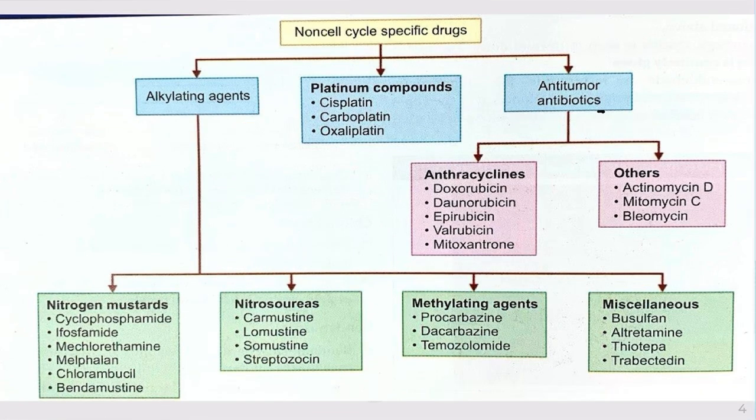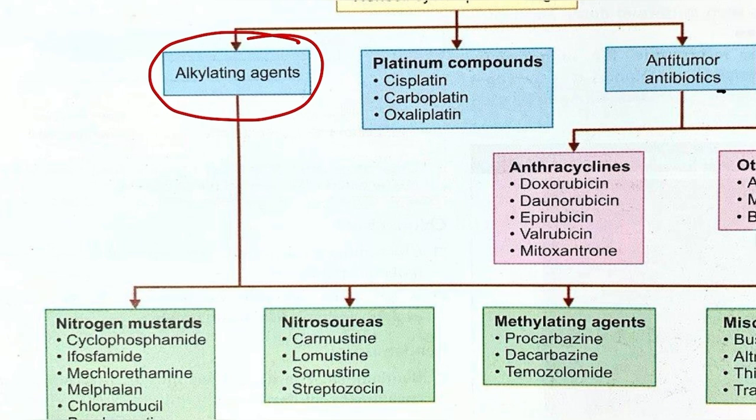When the examiner asks you to enumerate a few alkylating agents, usually you forget nitrogen mustard and these headings, and you cannot tell the name of any drugs. So my suggestion is, when in viva the examiner asks you to enumerate a few alkylating agents, then follow these mnemonics.